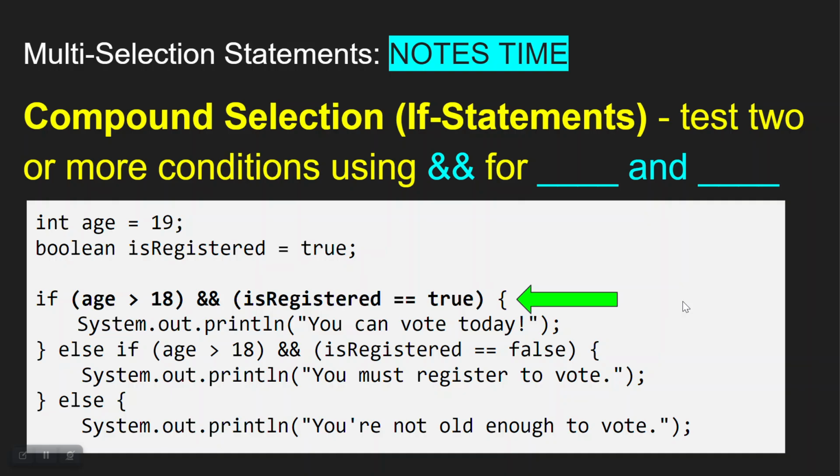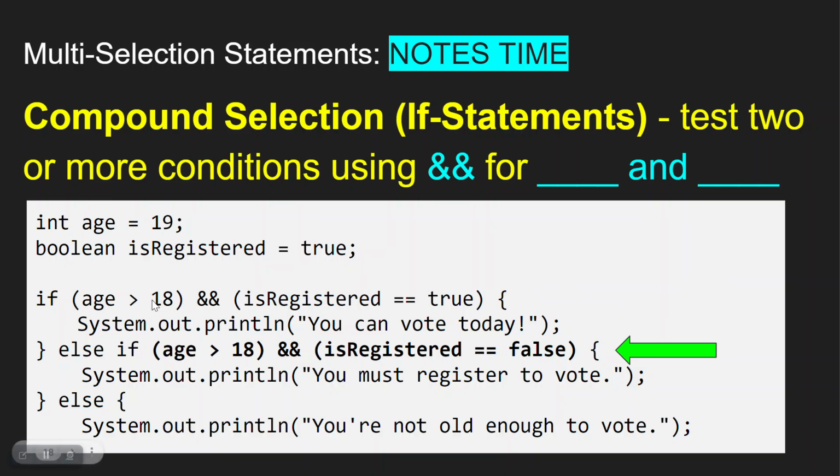So whatever condition 1 is, that's got to be true, and whatever condition 2 is, that also has to be true. If we were doing a program to determine whether or not somebody can vote, here we've got int age is 19, boolean isRegistered is equal to true. Then it's checking if age is greater than 18 and isRegistered equals true. If both of those are met, then we will print "you can vote today." That would be the outcome on that one.